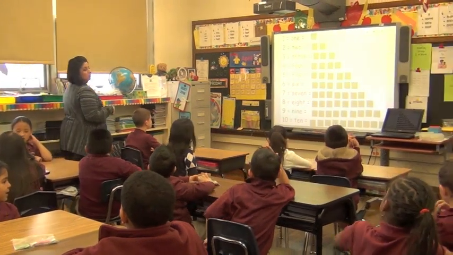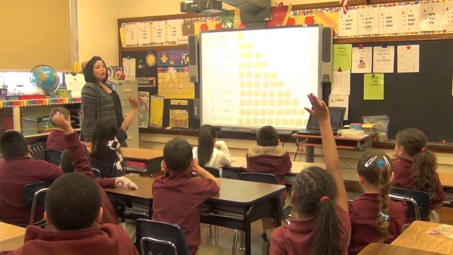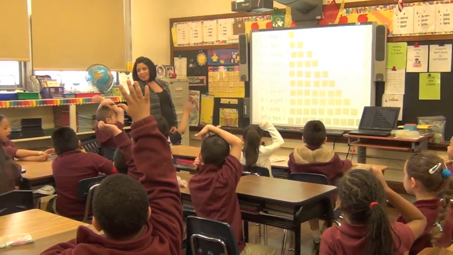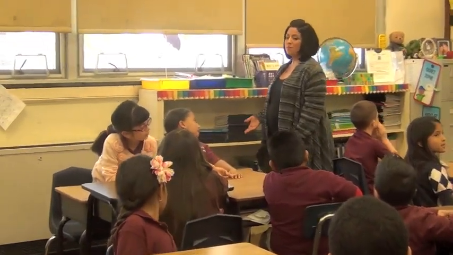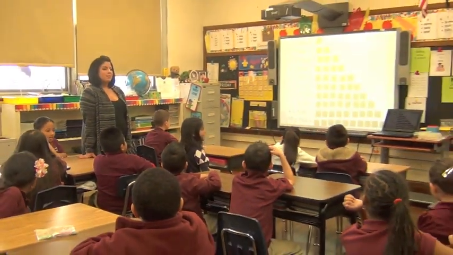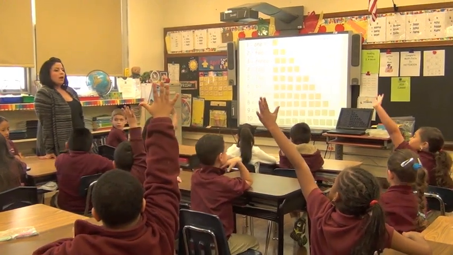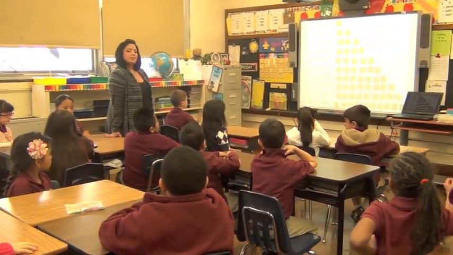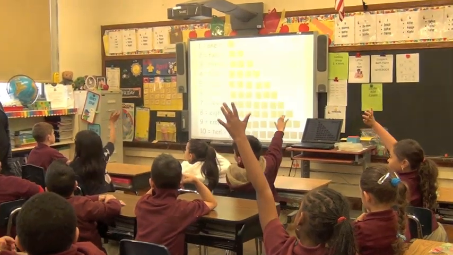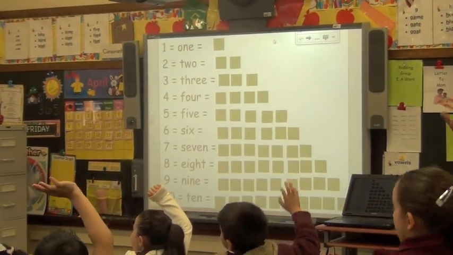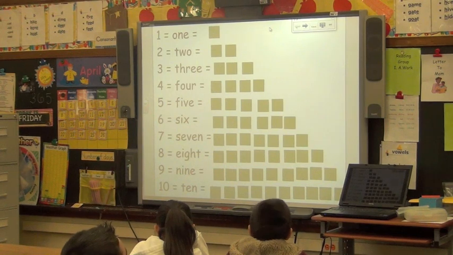Boys and girls. Seven, same as the word seven equals seven blocks. I add one more, it becomes what number? Annalise. Eight, same as the word eight equals eight blocks. Thank you very much. Boys and girls, when I add one more to that number, it is my favorite number. What number is that? Ten. Same as the word ten equals ten blocks.